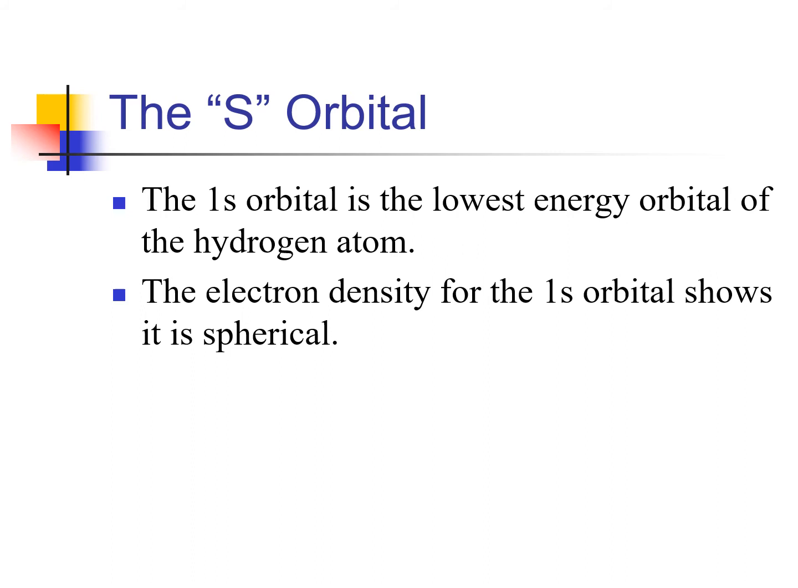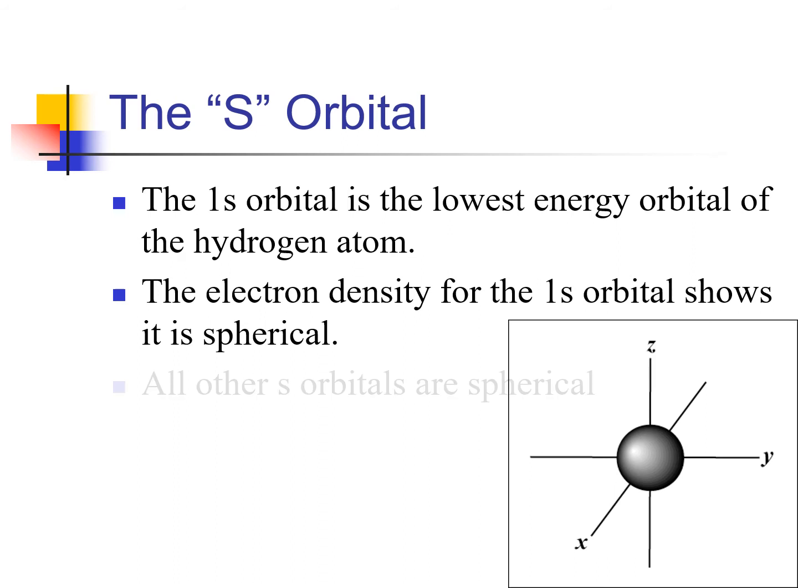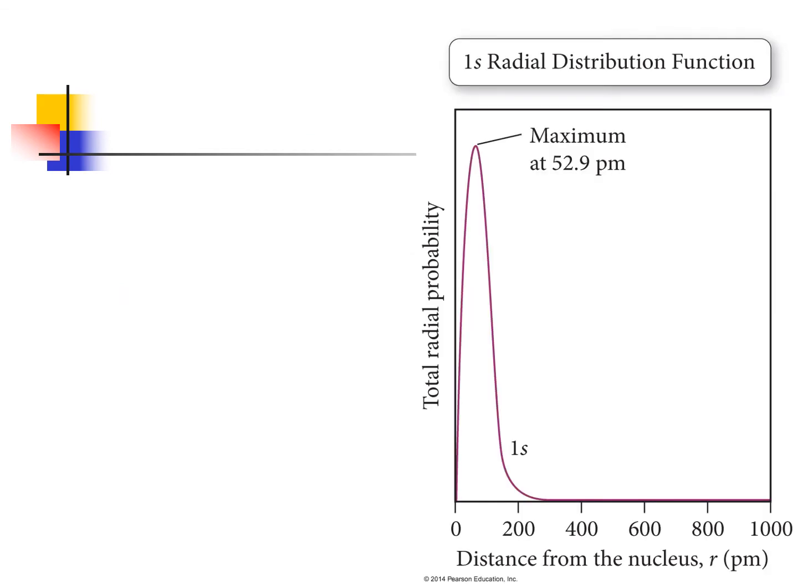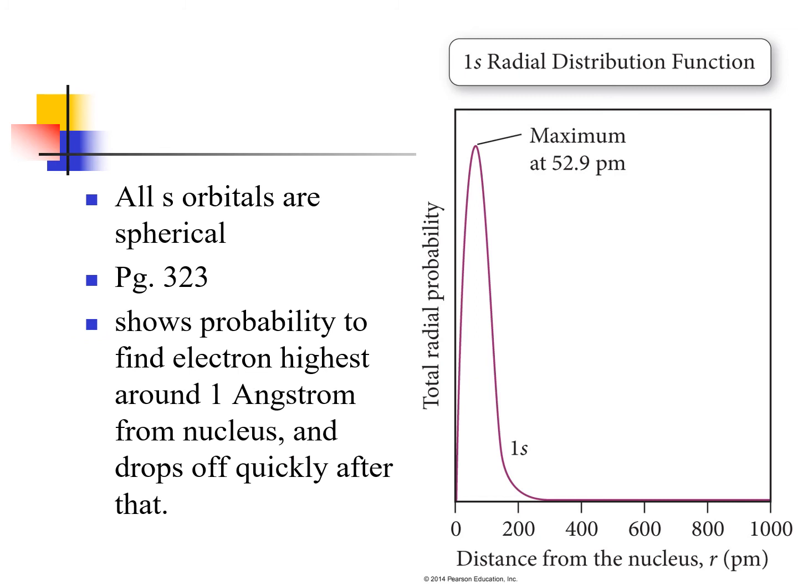Now the electron density for the 1s orbital shows that the 1s orbital is spherical. Look, it's a sphere. All other s orbitals are seen to be spherical as well. Now the reason for this gets a little bit more detail than you need, but I think it's kind of interesting. So again, all s orbitals are spherical, and this is on page 323 of your book. This graph that you see is one of the outputs of the Schrödinger equation, and what the Schrödinger equation shows you is probability. What this shows us is that there's a point at 52.9 picometers of maximum probability.